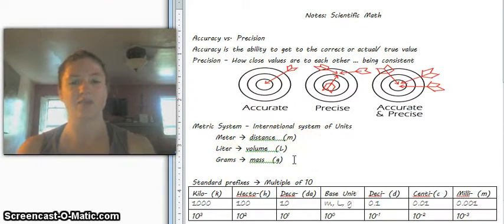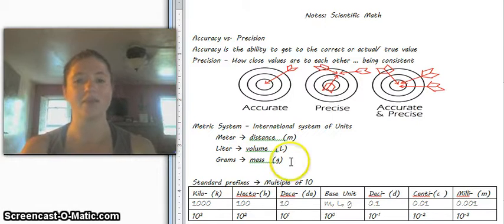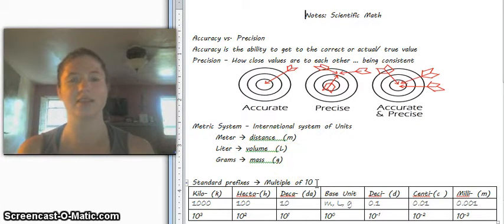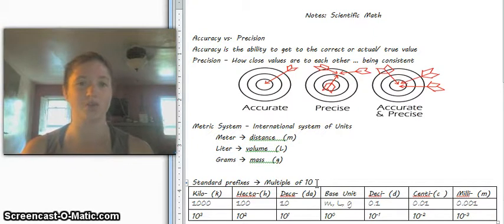Then we have some standard prefixes for the metric system. All of these leaders of technology and science decided we're going to do everything on a base of 10. That way we don't have to do arithmetic to change our units. We just have to move the decimal point. Makes life a lot easier.